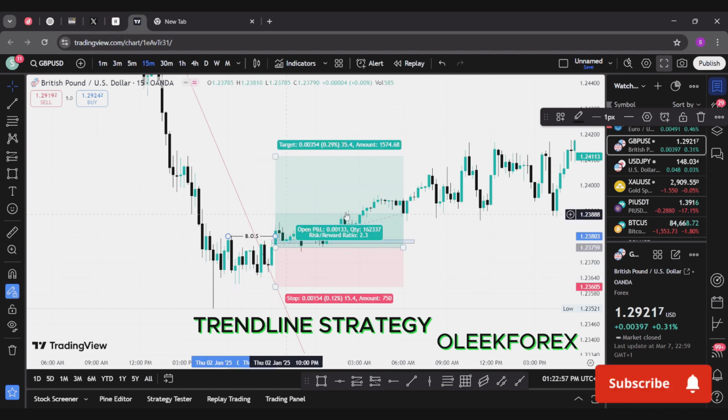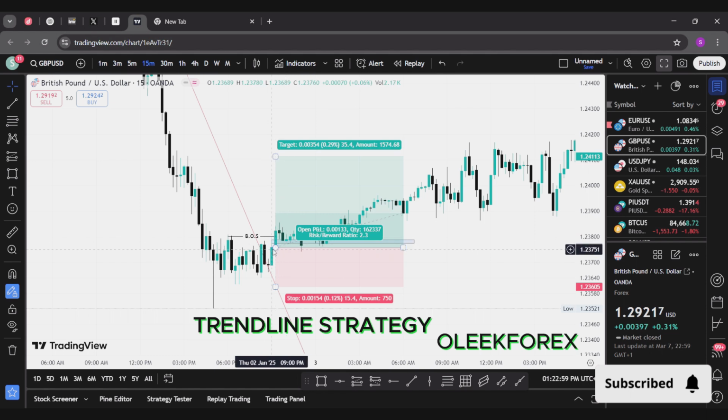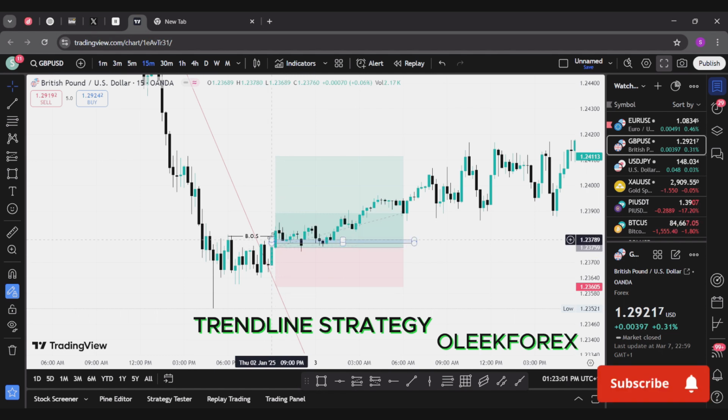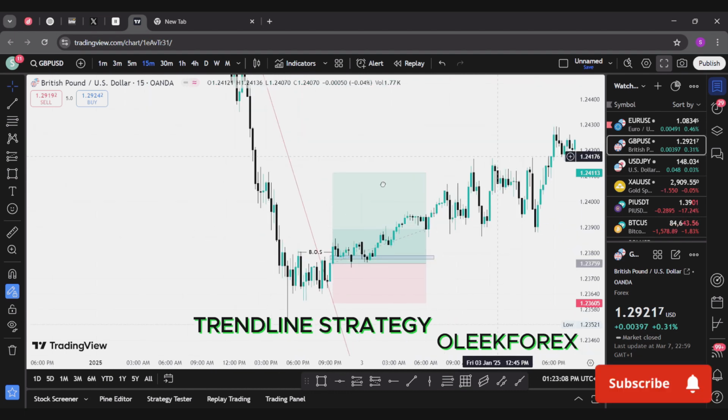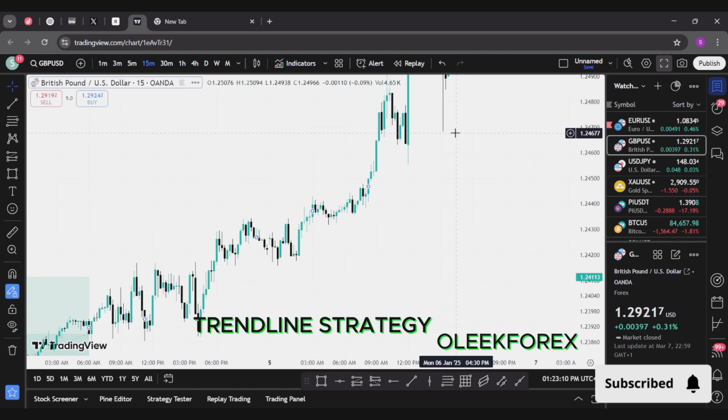Look, once it closes above this, you can just take your trade within this zone here. Look at it. Look at how beautifully it goes. Now there's something I want to show you.